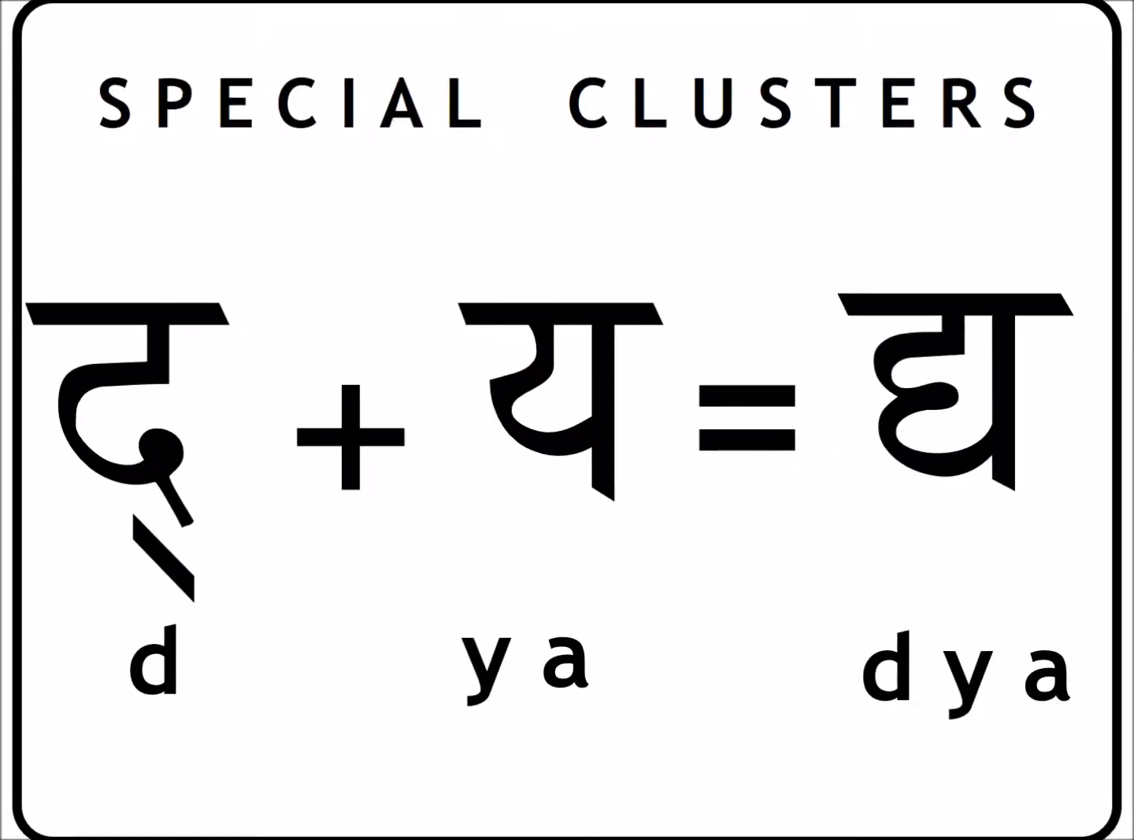Next is dya. To write dya, you'll see that it uses a special character to the right, but you can kind of see the da and you can kind of see the ya fused together to form this shape of dya. This is used in words like vidya, which means knowledge.